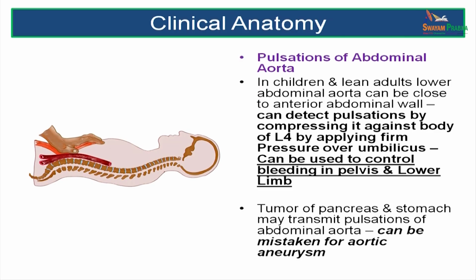Now, a tumor of the pancreas which lies over the abdominal aorta may transmit its pulsations to the anterior abdominal wall and mistake these pulsations for the presentation of an aortic aneurysm. So, this has to be kept in mind if pulsations of the abdominal aorta can be visible on the anterior abdominal wall.